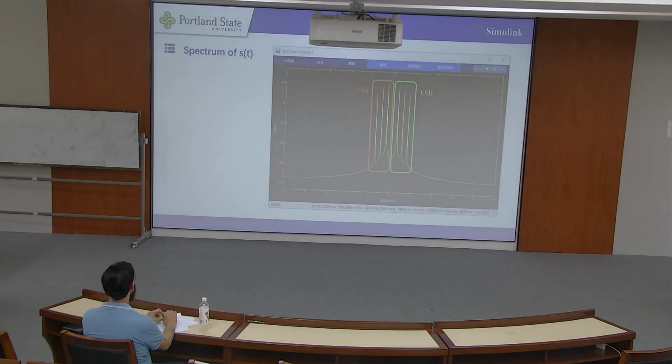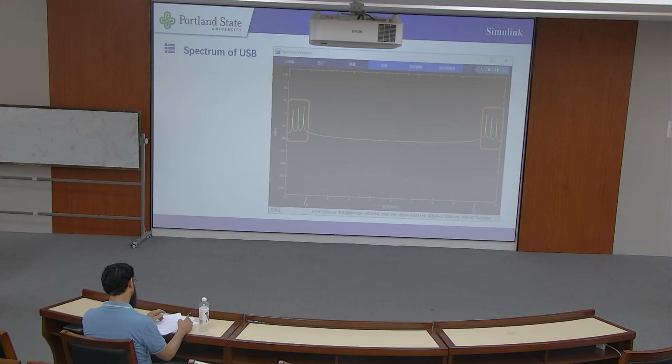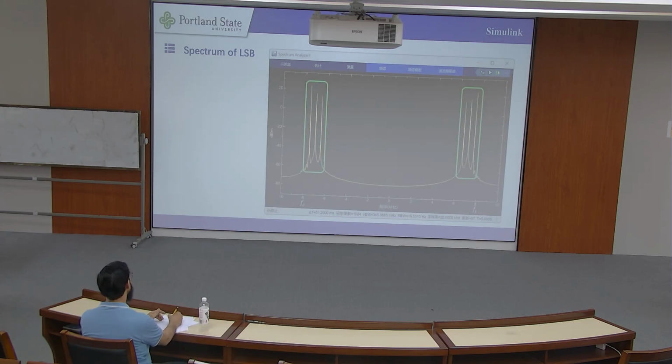This is the result of the Simulink. You can see the amplitude spectrum of the real signal in this plot, and the left side is the USB signal and the right side is the LSB signal. This is the spectrum of the USB signal. You can see that the effective signals are outside of the carrier frequency. Also, this is the spectrum of the LSB signal. You can see that the effective signals are inside the carrier frequency, which is proper.